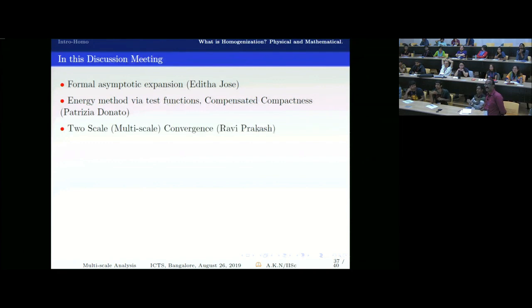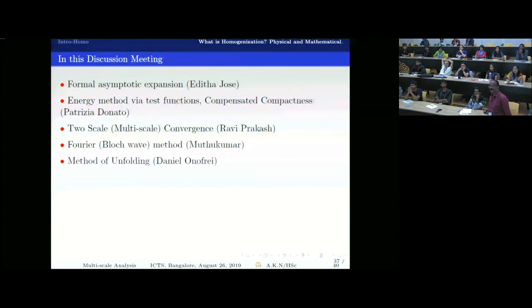Then there is two-scale convergence, introduced in 1989, if I am right. Yes, or 1990. Ravi Prakash will talk about that one. And there is Bloch wave analysis from 1990. Bloch wave is an old subject of physics, but there is also a Fourier method by Nandakumaran. And the method of unfolding is a very recent method, from 2000, and we use it plenty. Daniel will give a set of lectures on that.